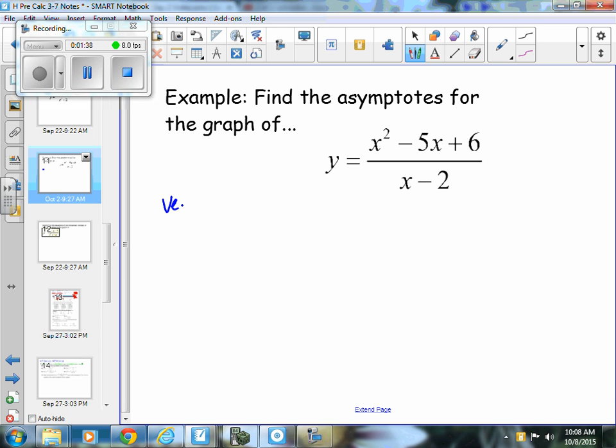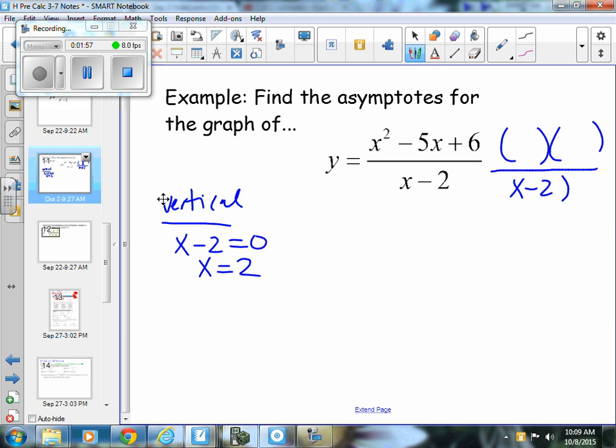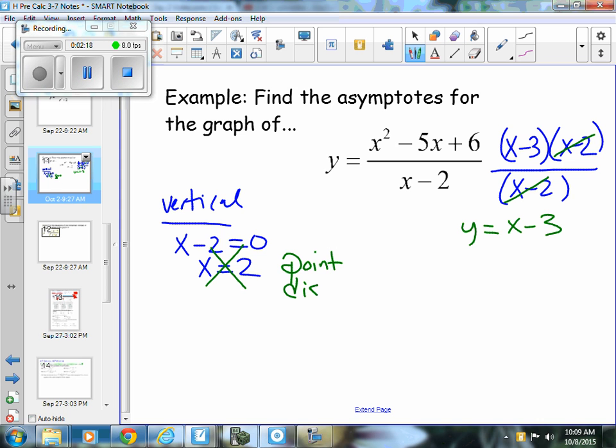So first of all, the vertical ones are always going to come from where your graph is undefined. So for the possible vertical asymptote, I would set the denominator equal to 0 and solve. So I'm thinking that, okay, well, it might be at x equals 2. However, if you actually factor this and take a look at your equation, this would be x minus 3, x minus 2. That x minus 2 factor is removed, and you end up getting the equation y equals x minus 3. So this x equals 2 is not a vertical asymptote, so it's not one of those. X equals 2 is actually a point discontinuity.